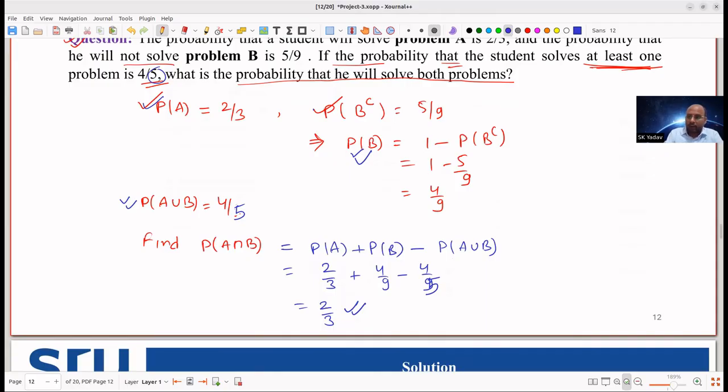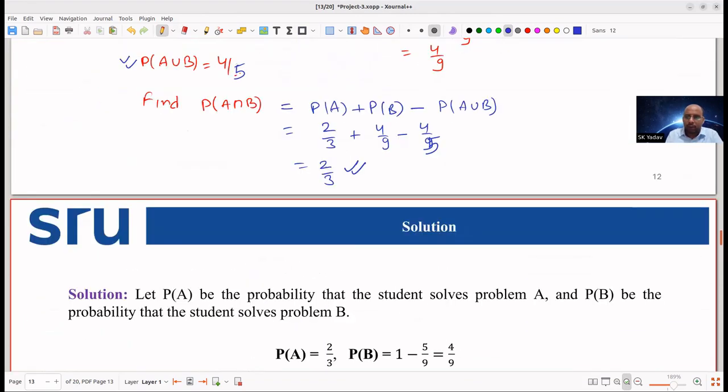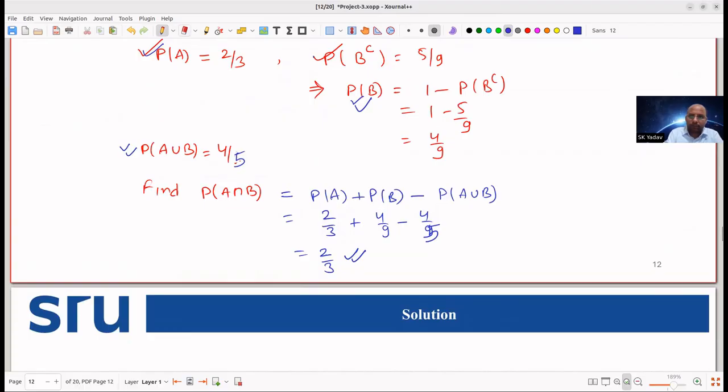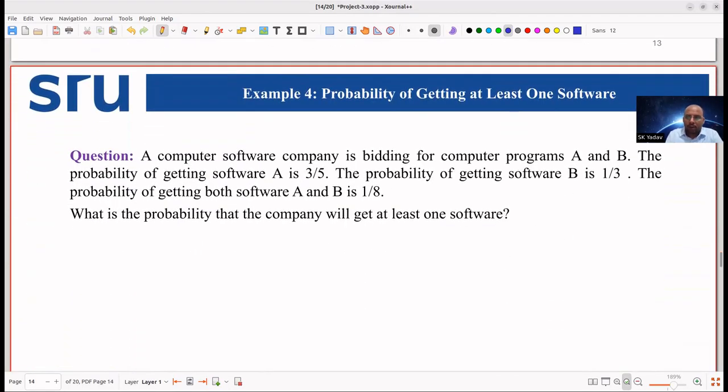And the correct answer is 14 by 45. So its correct answer is 14 by 45. Similarly, you can solve this particular problem.